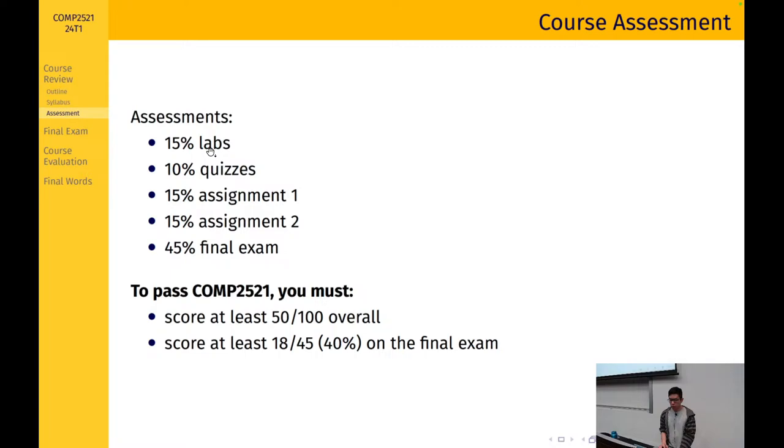So the labs are 15%, the quizzes are 10%, each of the assignments are 15%, and the final exam is 45%. Okay. And in order to pass, you have to score at least 50 out of 100 overall. And then you also have to score at least 40% on the final exam.